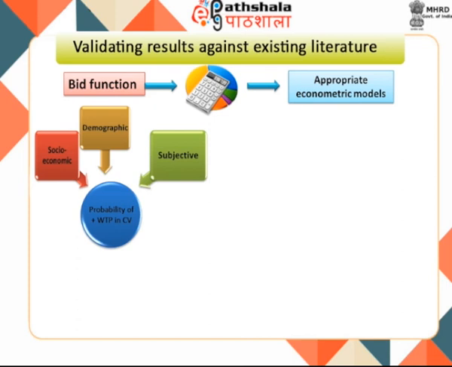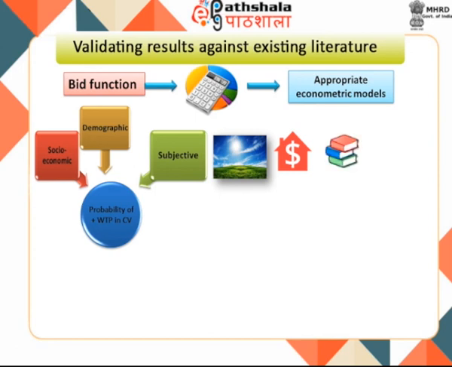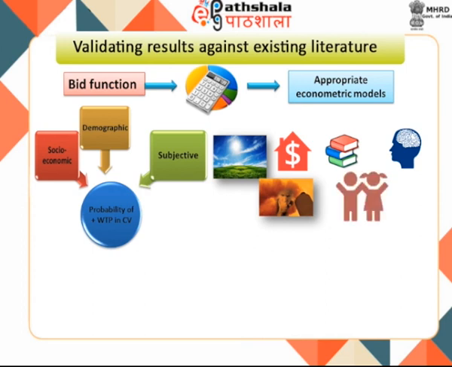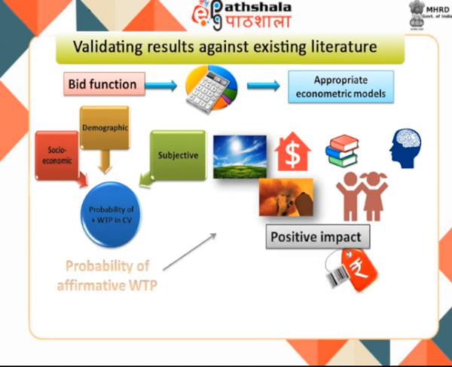As an example of WTP for clean air, household income, education, awareness, history of respiratory symptoms or air pollution related illnesses, and the number of children in the household are all expected to have a positive impact on the probability of affirmative willingness to pay. Age and price offered, the bid, are expected to be inversely related to this probability.